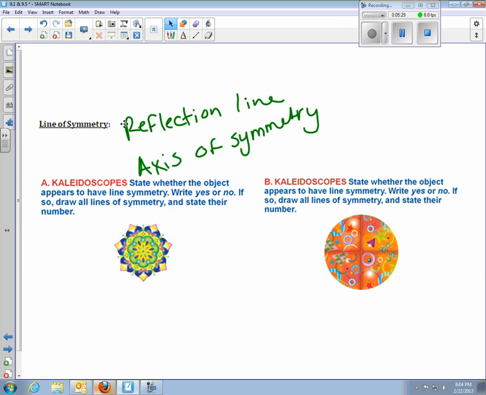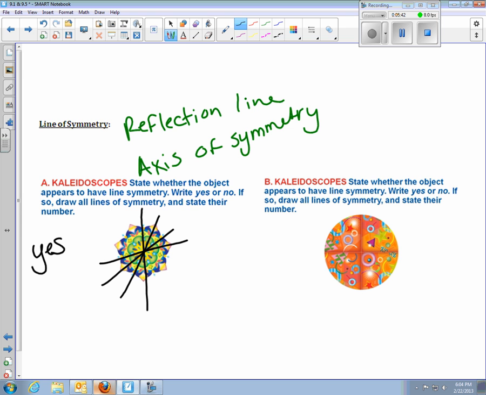So let's go ahead and look here. In this picture, it's very symmetrical, and there's actually multiple lines of symmetry. So yes, and if we go ahead, I can draw one through each of these, and that's actually going to get me many different lines of symmetry. So go ahead, start with one, and that ends here. So we have 1, 2, 3, 4, 5, 6, and 7 lines.